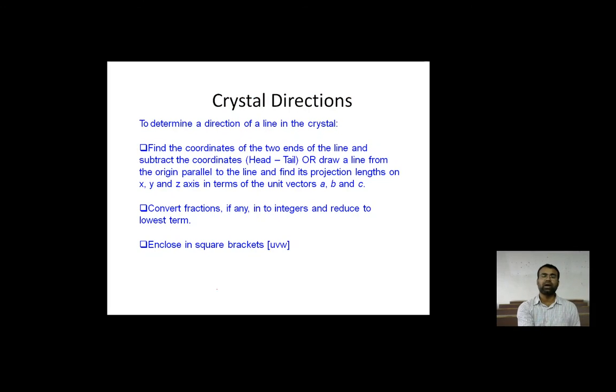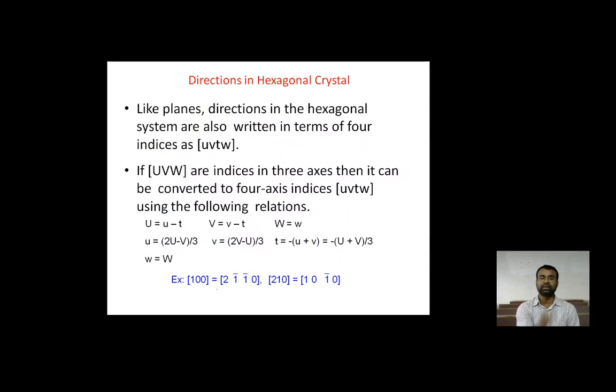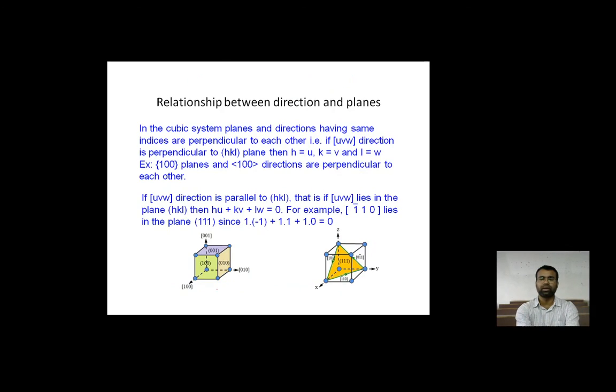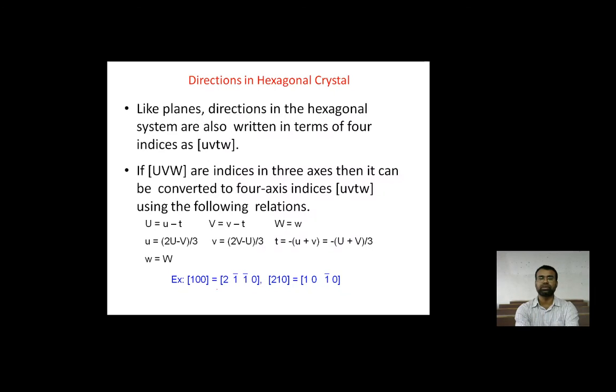So how do we determine the crystal direction of a line in a crystal? We need to find out the coordinates of the two ends of the line and subtract the coordinates, or draw a line from the origin parallel to the line and find the projection lengths on x, y and z in terms of unit vectors a, b, c, and then convert the fractions, if any, into integers and reduce to the lowest terms and enclose in [u v w], and that is how it happens for the hexagonal system. So like all the planes, we are focusing on these things. These are the crystal directions of the hexagonal system.